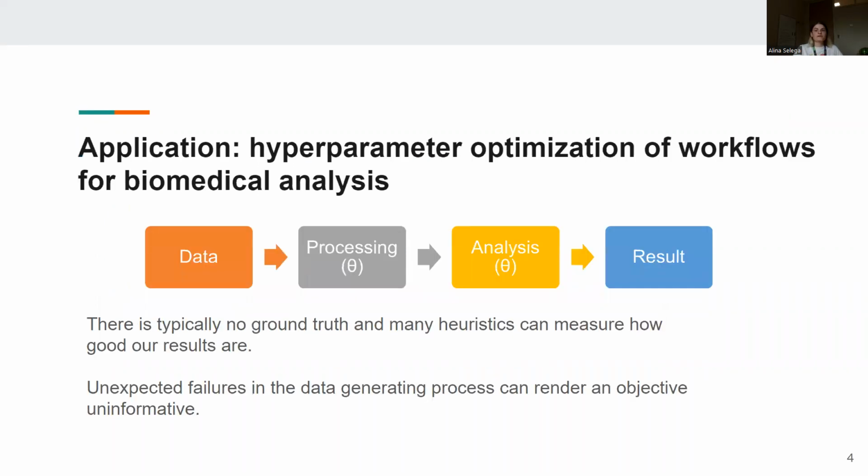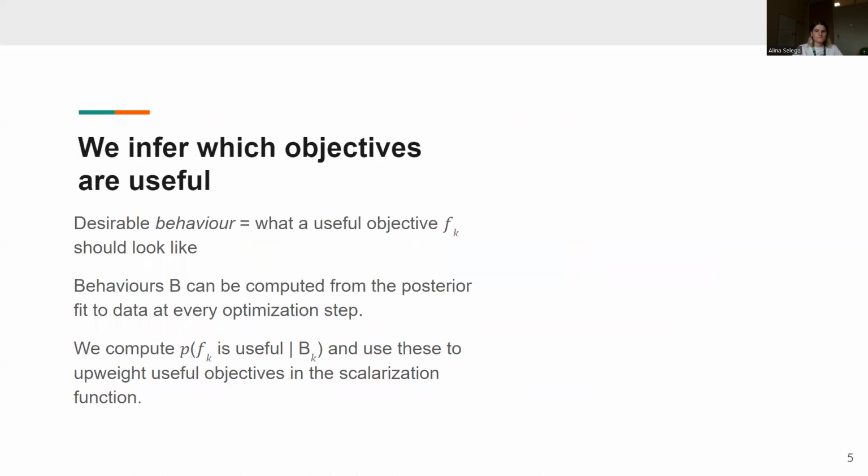This is a scenario that frequently arises in hyperparameter optimization for biomedical data analysis. Let's say we have a workflow that analyzes some data by a sequence of steps, and we want to optimize the hyperparameters to get the best results as measured by some objectives. Typically, there is no ground truth available, so we have to instead use some heuristic measures, and many choices are possible. Also, unexpected failures in the data generating process can render some objectives uninformative, and we want to know this up front. We address this with our method that automatically infers which objectives are useful during optimization.